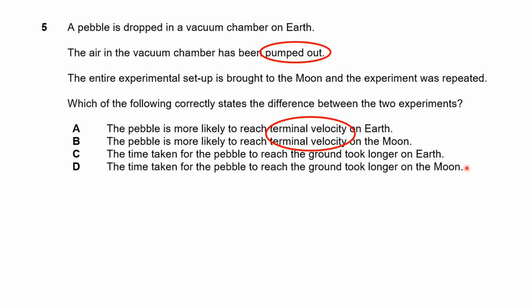That means there is less acceleration, so it takes a longer time to accelerate to a certain speed, and that would mean that the pebble would take a longer time on the Moon to reach the ground if it were dropped from the same height. So our answer here is option D.